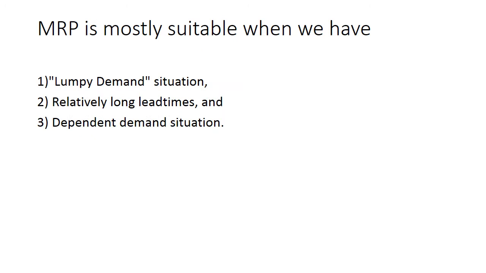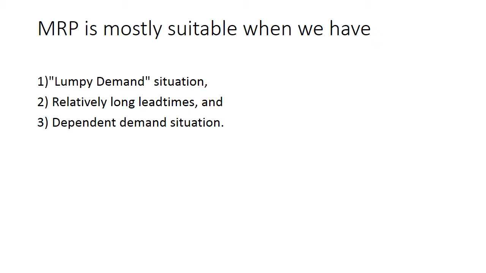So MRP is most suitable when you have lumpy demand. That means demand occur in batches. So if you're making a bunch of tables today, you will need all the components that go into table. But if you're not going to make table for next 2 weeks, you will not need components for the table. Suppose you're making chairs now, you will need components that go into making the chair. So demands occur in lumps or batches.